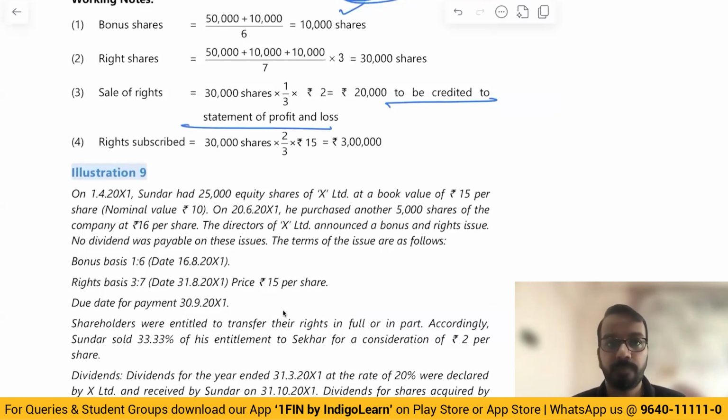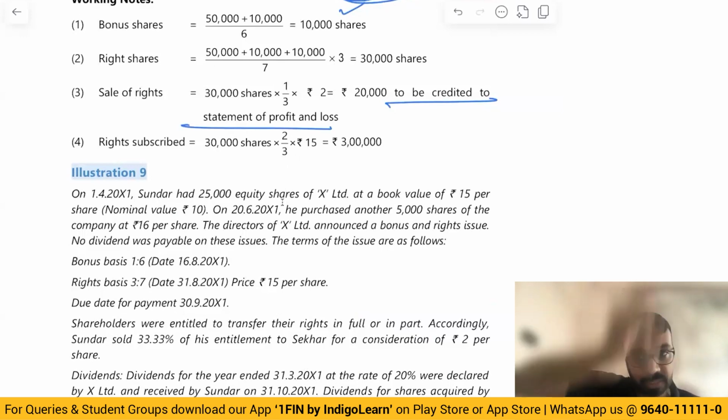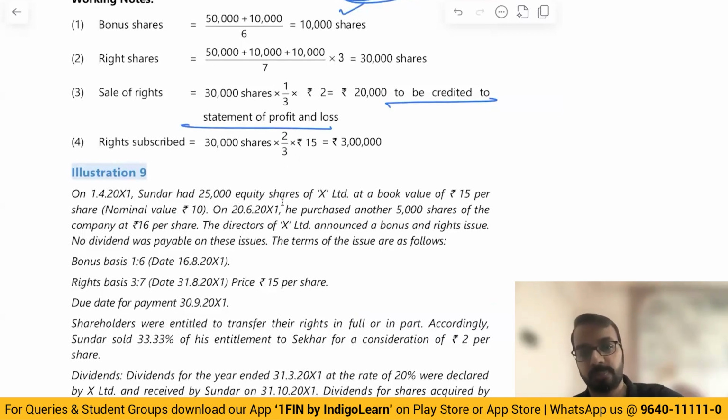Any questions so far? Any confusion in this? This is one of the easier chapters, only that calculations can make it complicated. Also, the wording of the question is very, very important. The wording and sequence. So, if there is a right issue, bonus issue, multiple issues given, you will go in the sequence of what is given in the question. Okay. And unless it is mentioned, every share is entitled for bonus, every share is entitled for right.